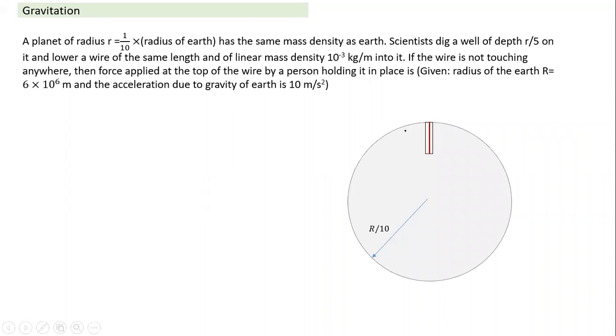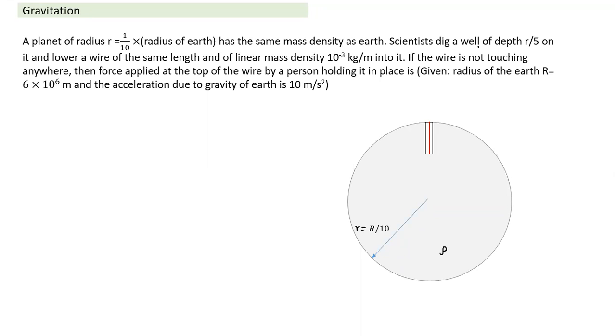This is another question which had come in the past in Mains, and a really tricky question. Okay, so there's a planet. The radius of the planet is 1/10 of the radius of Earth. If I call R the radius of Earth, I have drawn a figure of the planet. Its radius is R by 10. And it has the same mass density as Earth, so the entire planet has uniform density, same as Earth.